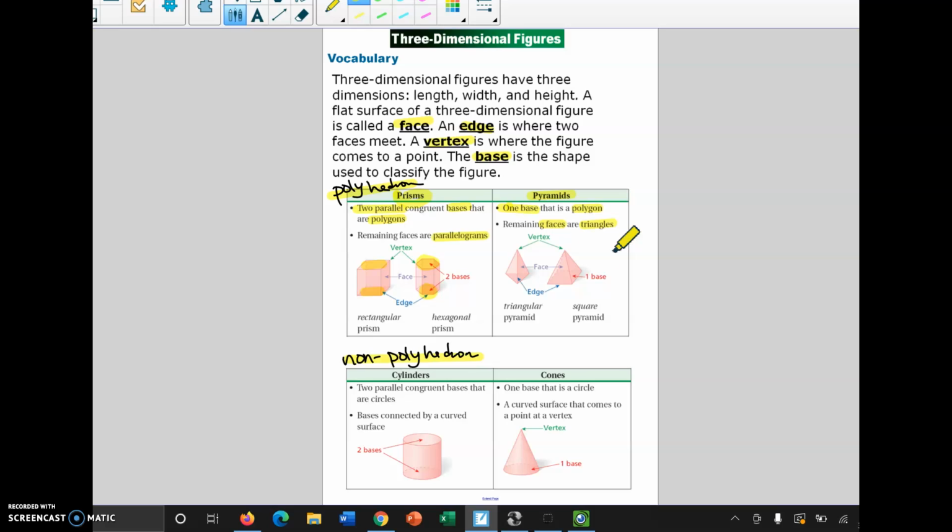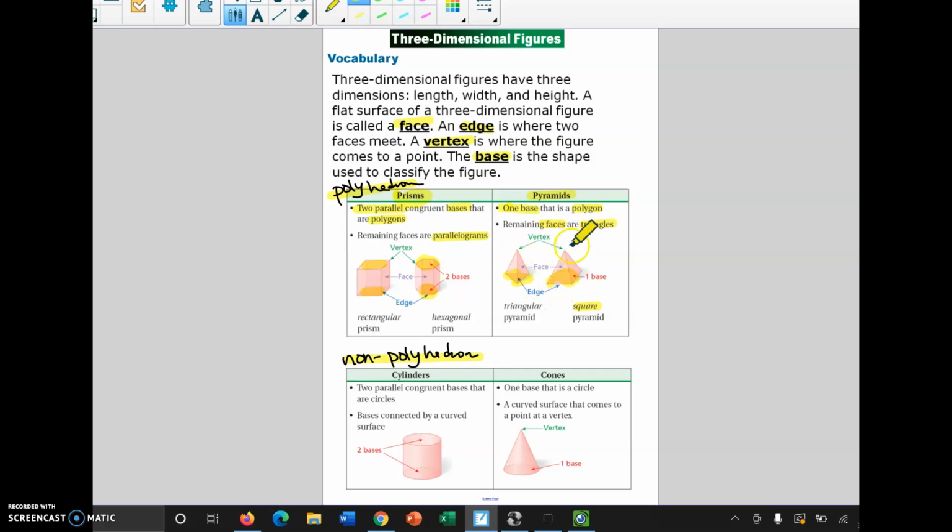Okay, so for naming these, the base on this is a rectangle, so we call that a rectangular prism. The base on this is 6 sides, a hexagon, so we call it a hexagonal prism. Okay, over here these are pyramids. This is a triangle base, so we call that a triangular pyramid because it comes to a point. And then this has a square base. Down here, it's a square base, so we call that a square pyramid. So the difference is this comes to a point.